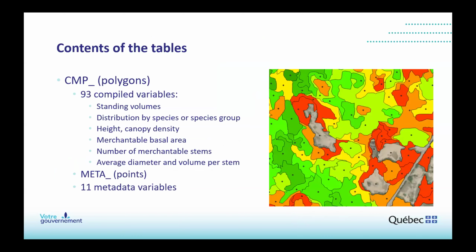The table contains polygons, and in those polygons, we have 93 compiled variables, such as stand volume, distribution by species or species group, height, canopy density, merchantable basal area, number of merchantable stems, average diameter, and volume per stem. It also has points that have 11 meta variables. Those are like when the LiDAR was acquired and which tools have been used.